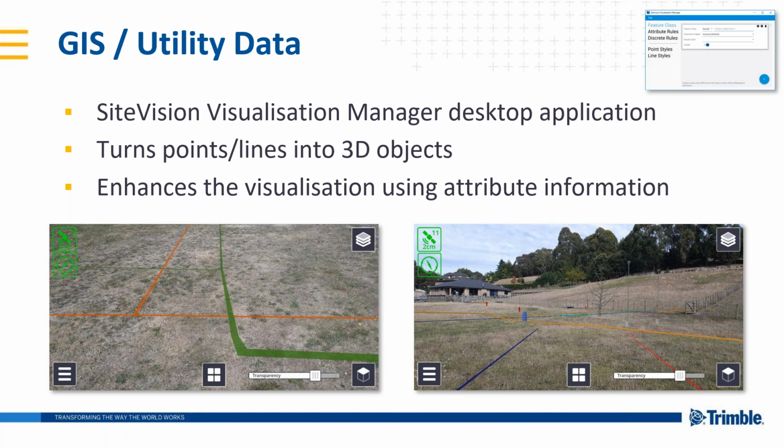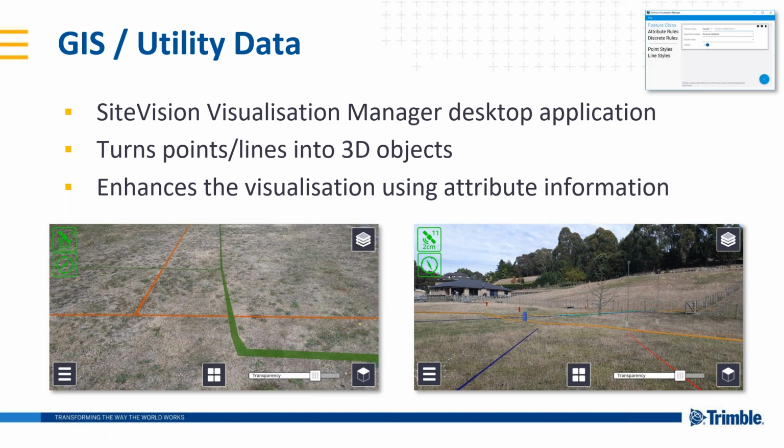Using a desktop utility application called SiteVision Visualization Manager, you can easily create a pretty simple rule set that helps SiteVision interpret the data set, and it will use the attribute information to not just display points and lines, but actually to display 3D objects on site. And there's an example of that on the bottom right there.